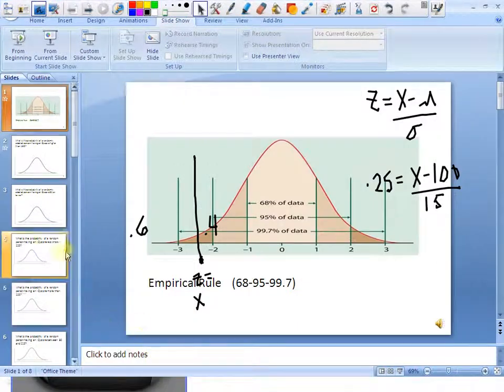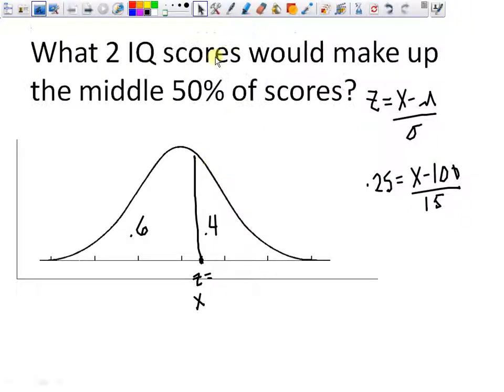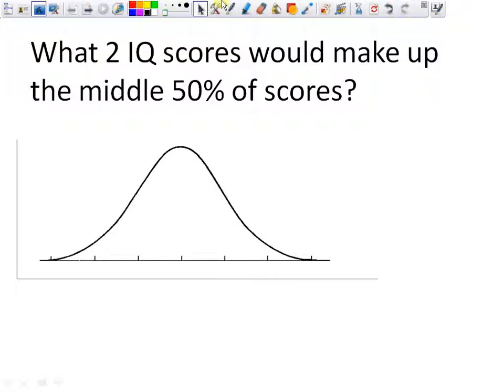I think we have one more example. Yep. The last one says, what two IQ scores would make up the middle 50% of scores? Well, we remember that 68% of our data lies within one standard deviation. The middle one standard deviation is going to be 68%. So if we're looking for 0.5 in the middle, that's going to be slightly less than one standard deviation.